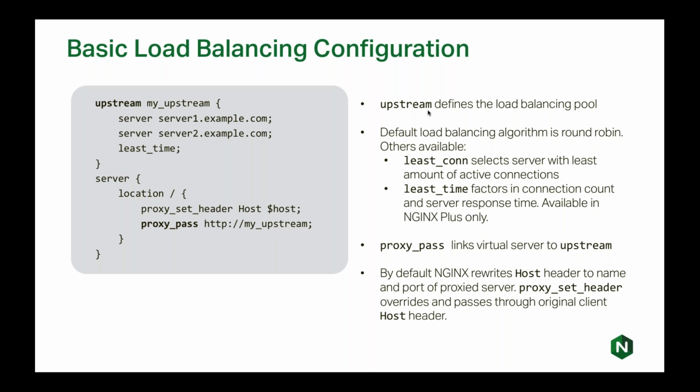We have the upstream, and then the name of the upstream group, and that name will come in handy, of course, in just a little bit. And then we have our context for upstream, and within the upstream block, we define all of our servers that we're going to be using. So we just go server, and then the IP or host name of the server that we want to load balance to. In this case, we have 2 servers, server1.example.com and server2.example.com.